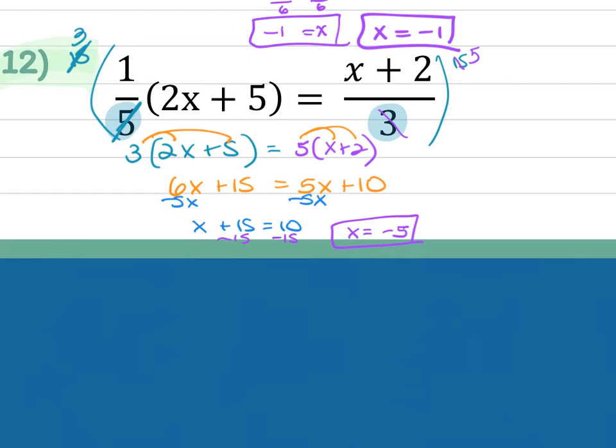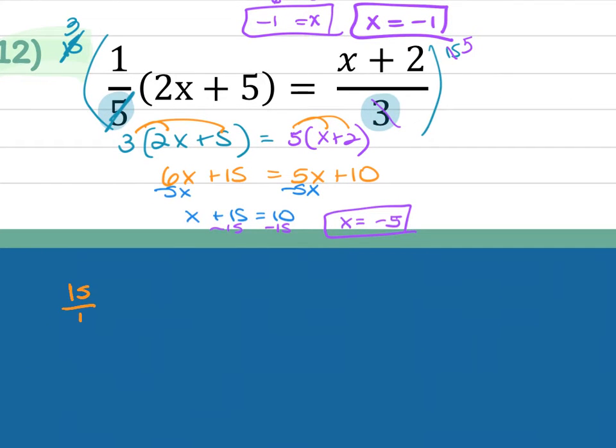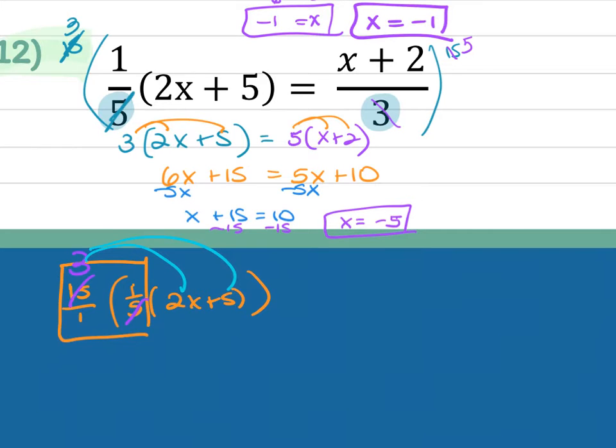So this side, I multiplied by 15. Technically, it's 15 over 1, right? And it would be times 1/5 times 2x plus 5, right? So this is what I'm multiplying first. 5 goes into 15 3 times, and then that 3 is going to get distributed to what's on the inside. So the goal of that first step is to get rid of the fractions on the front. If you don't get rid of the fractions on the front, you did something wrong. Or the fraction on the bottom in the second one.